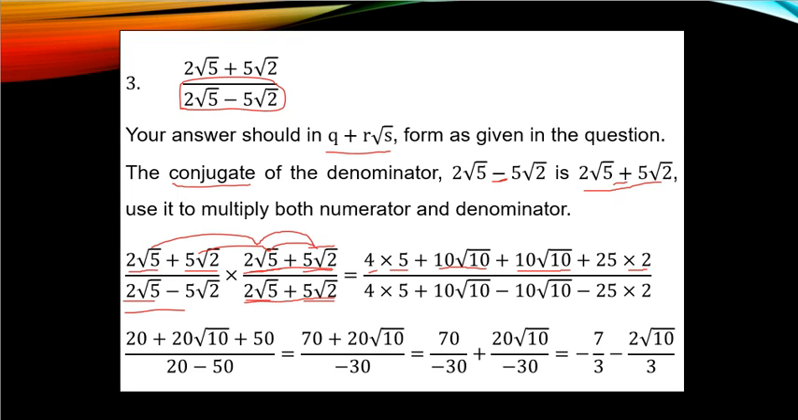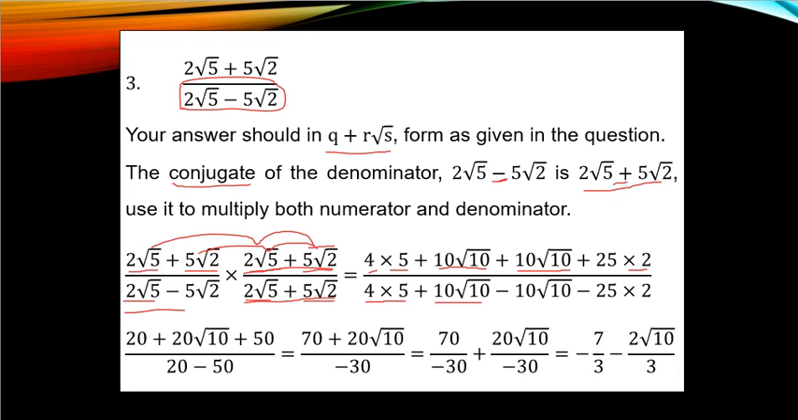So 2 root 5 times 2 root 5, that is 2 times 2, 4. Root 5 times root 5 is root 25, and that is 5. Then 2 root 5 times plus 5 root 2: 2 times 5 is 10. Root 5 times root 2 is root 10.